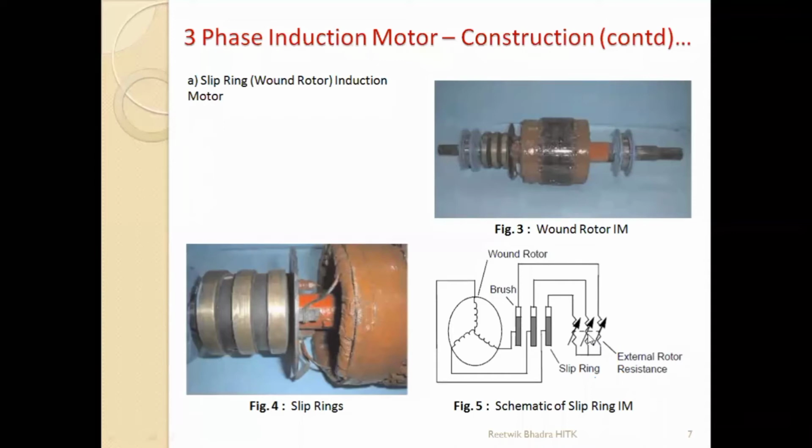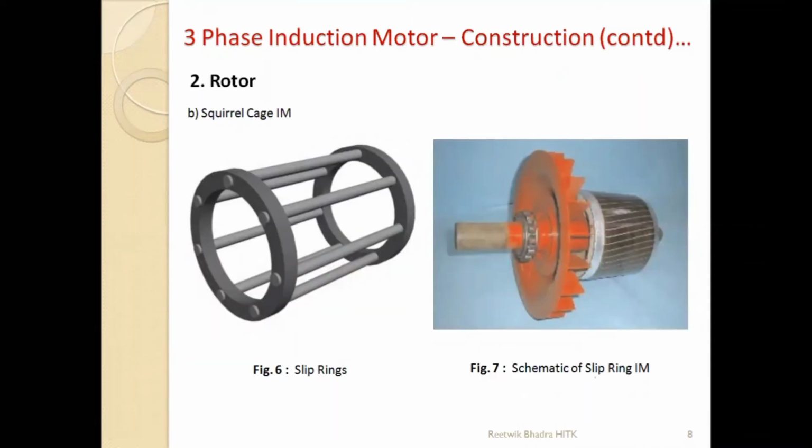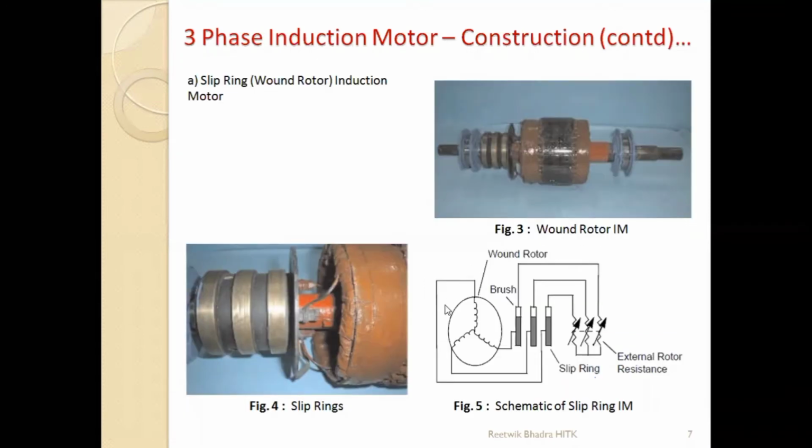Besides, we are connecting resistances. There will be drops, so there will be copper losses. So efficiency will be less. But if you look over here, you can control its speed, you can control its current, you can control its torque also. Later we'll see how torque is dependent upon resistance.